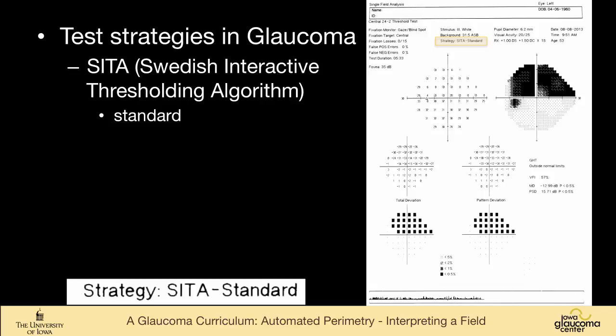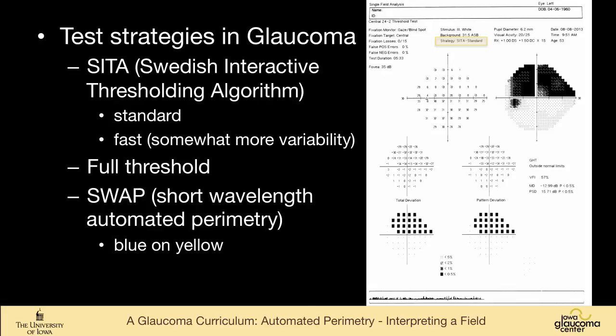So we're using the SITA, Swedish Interactive Testing Algorithm, which is a way of speeding up the test compared to a full threshold test. And this is a standard. There is a fast version, which is a little bit quicker but has more variability and really should not be used routinely for following people with disease.